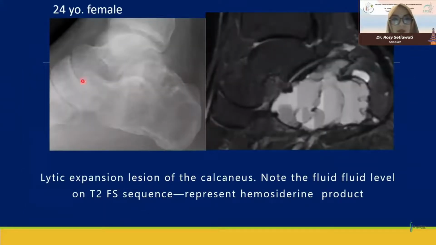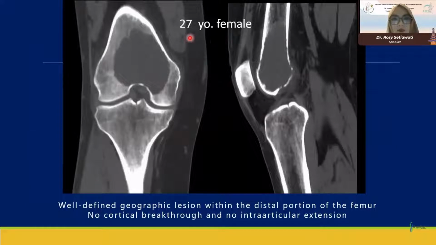This is a 24-year-old female with a lytic expansile lesion in the calcaneus, and the MRI showed a soft tissue mass with fluid levels, representing the GCT with secondary ABC. This is the CT scan of a 27-year-old female with a well-defined geographic lesion in the distal portion of the femur, with no cortical breakthrough and no intraarticular extension.